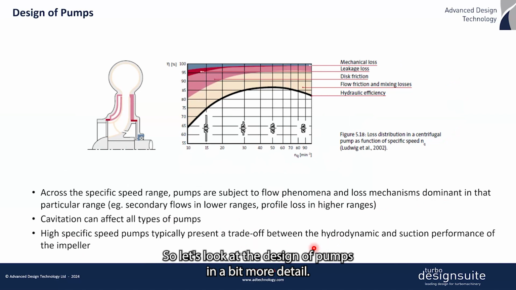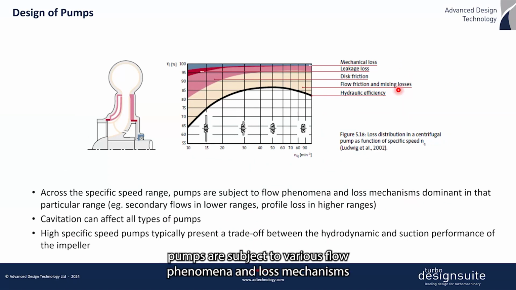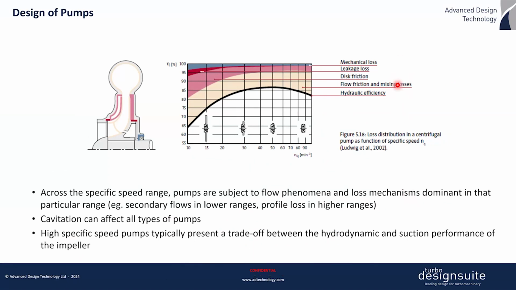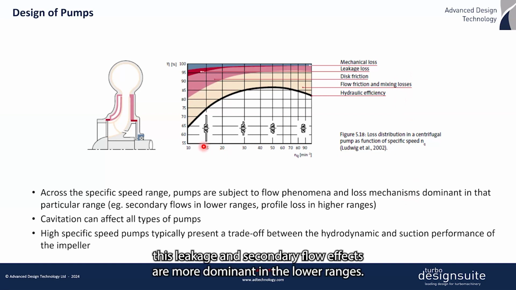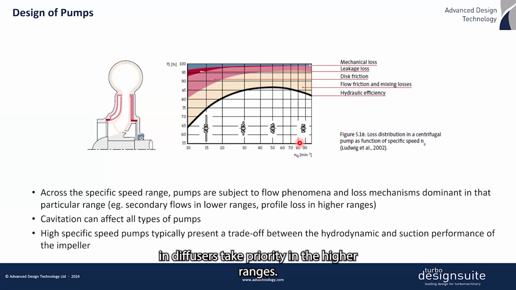So let's look at the design of pumps in a bit more detail. So across the specific speed range, pumps are subject to various flow phenomena and loss mechanisms that are dominant in the particular range. For example, as you can see in this specific speed chart, leakage and secondary flow effects are more dominant in the lower ranges, whereas profile and corner separation in diffusers takes priority in the higher ranges.